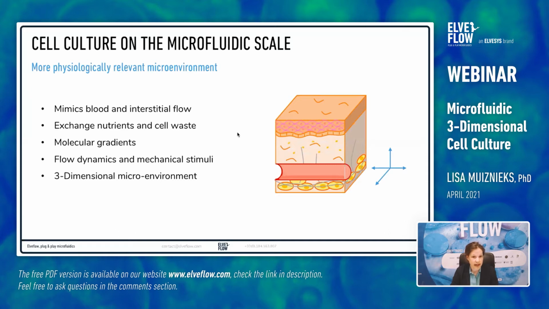For example, microfluidic perfusion mimics physiological flows such as blood flow and flow through porous tissue networks, known as interstitial flow. Flow provides nutrient exchange and removal of cell waste products. It allows the generation of sustained molecular gradients and adds important mechanical stimuli to cells. Not least, the smaller tissue scale of microfluidic platforms is also ideal for increasing the dimensionality of the culture environment from 2D to 3D, providing an extra dimension of relevance for the cell microenvironment.